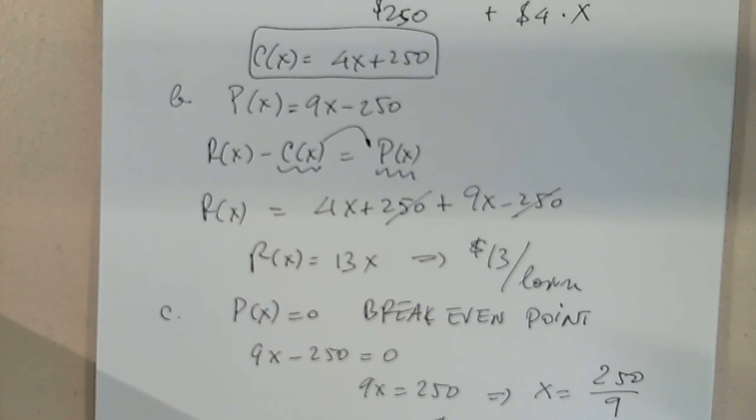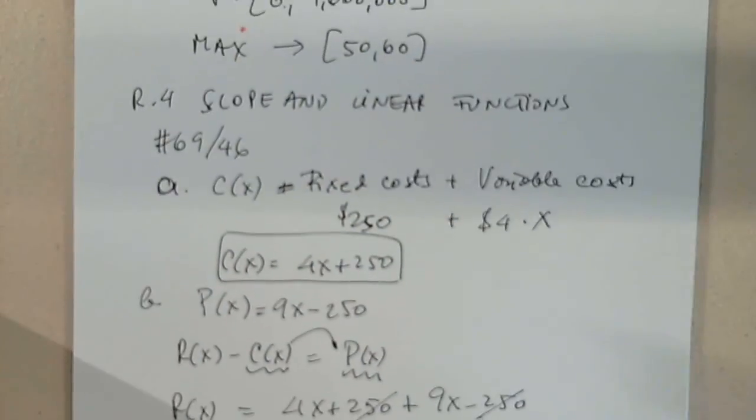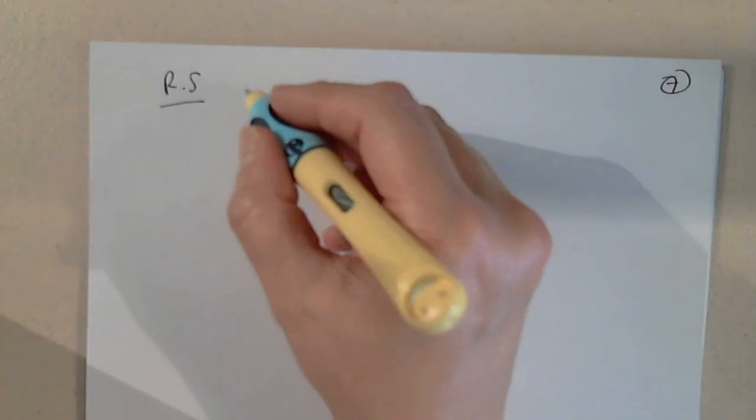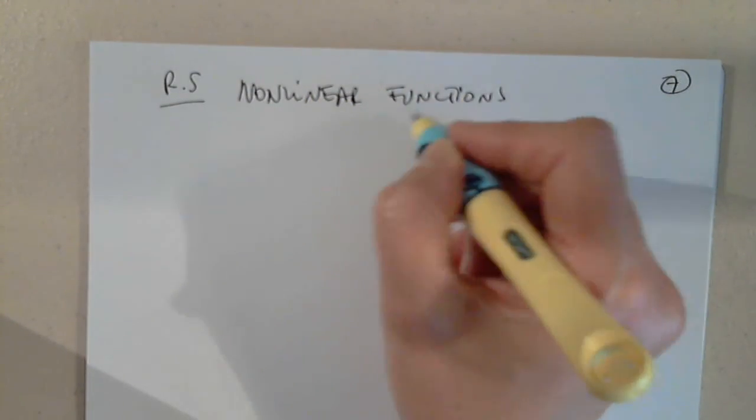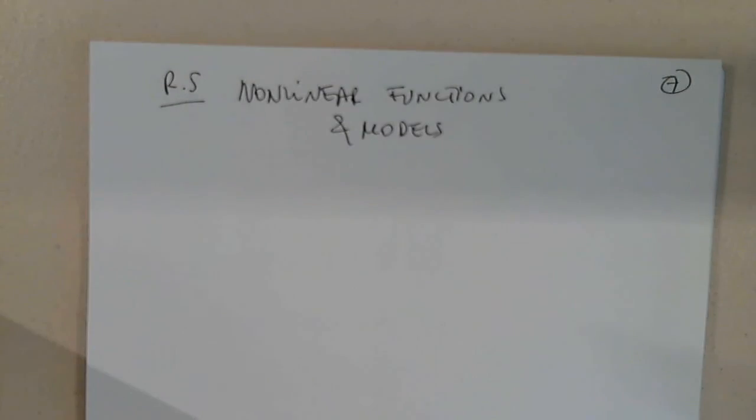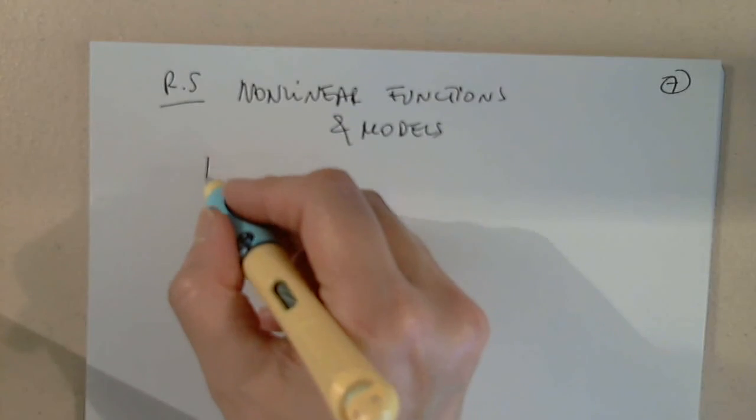That's pretty much all I wanted to present from R4. And the last section is nonlinear functions and models. So that's my last page, I think. This is R5, nonlinear functions and models. I wanted to look at just one problem, problem 91 on page 67.